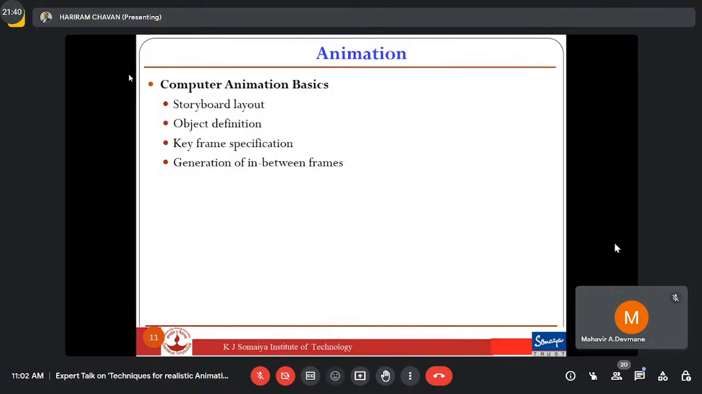Fine. So to move further, the first takeaway which I would like to discuss with you is computer animation basics. And as per your standard textbook, these are the four animation basics which you need to understand whenever you are generating an animation. The very first is storyboard layout. What exactly does storyboard layout mean? Obviously, the storyboard layout gives you the outline of the action.